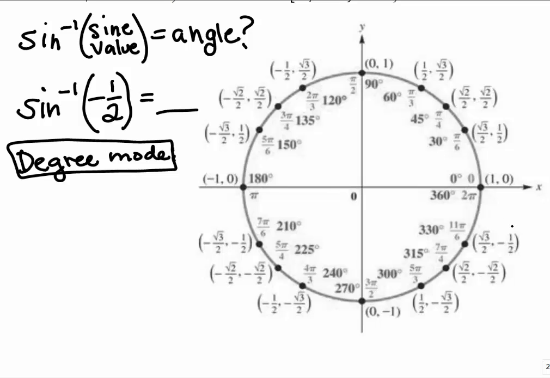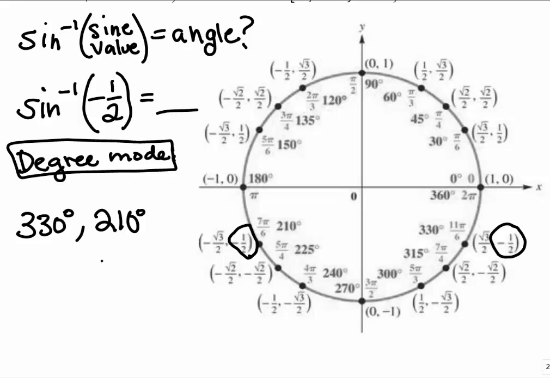When we look at our unit circle, remember that the sine values are all of our y values. When we look at the unit circle, there's actually two places where the sine value is -1/2. And the angles that we might report would be 330 degrees or 210 degrees.